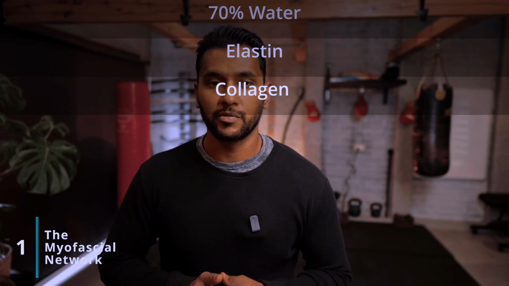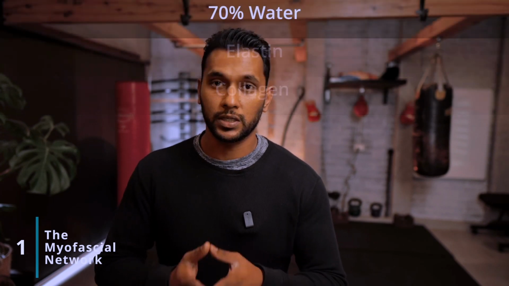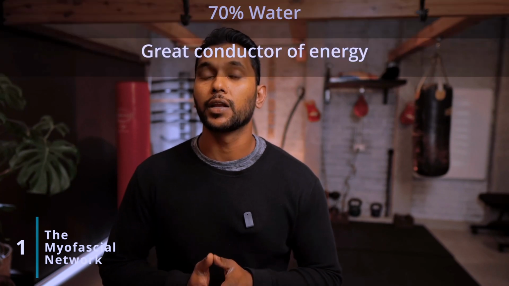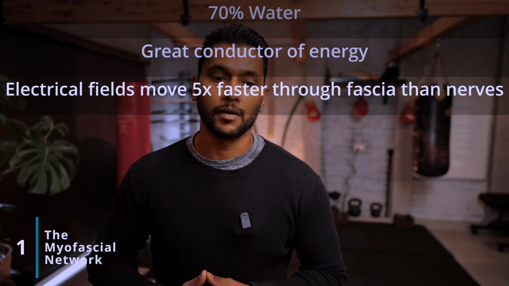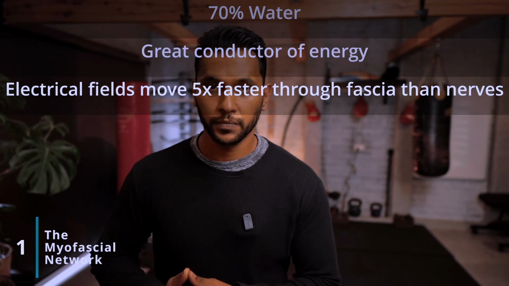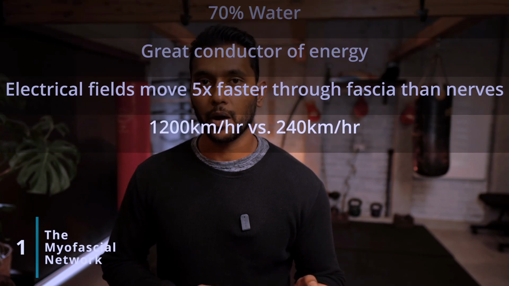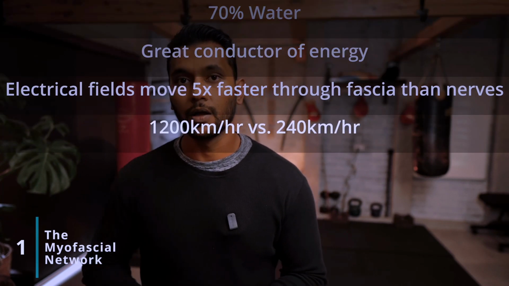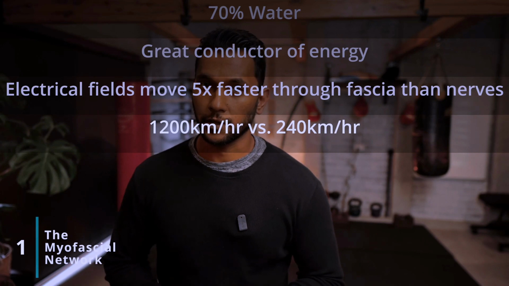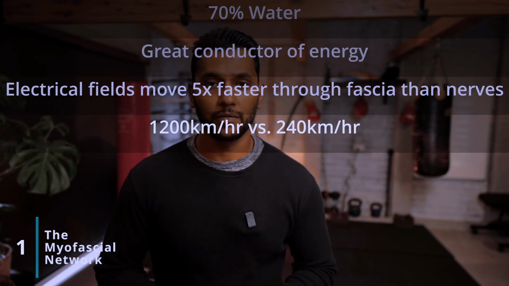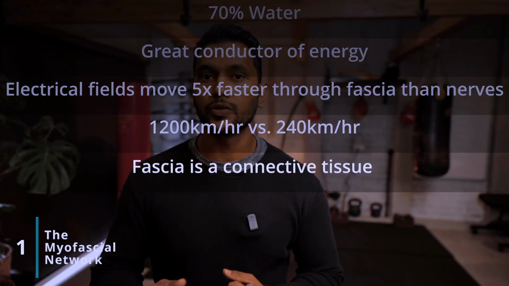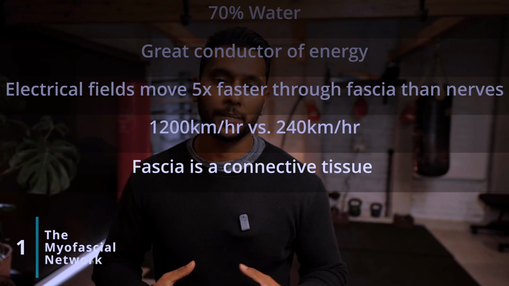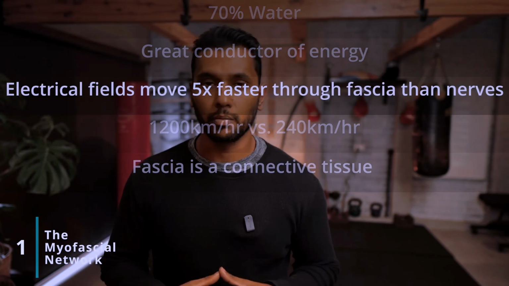If we break down the different properties, because it's made up of 70% water, it's a great conductor of energy. Electrical fields ripple through the fascial system 5 times faster than through nerves. It's about 1200 kilometers per hour compared to 240 kilometers per hour with nerves. So that's significantly faster, right? The other property of fascia is that it's a connective tissue. It connects everything to everything else. So it works as a network, and it looks like a spider web when you look at it in a microscope, and it works like a spider web too.